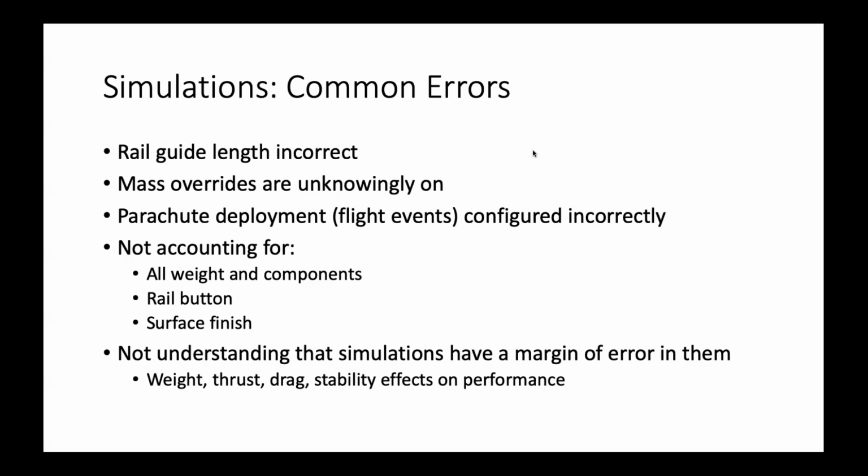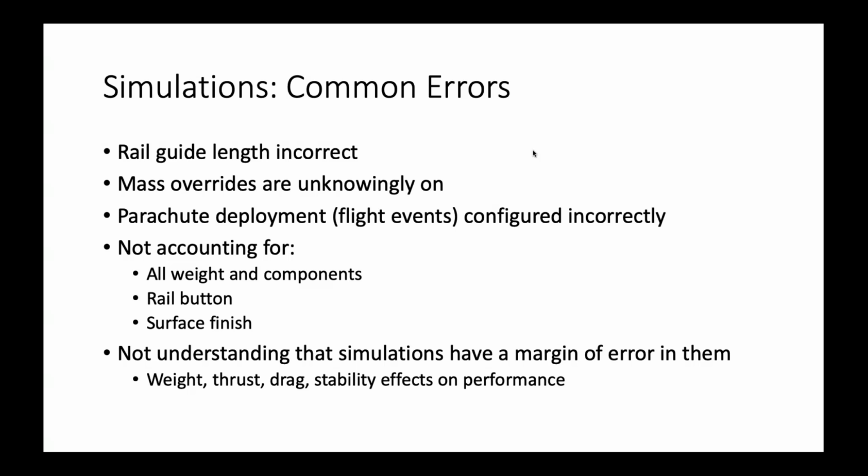and that'll affect your rail exit velocity, and that's something that we check in First Nations launch. It needs to be at least, I believe, 52 feet per second, if I remember right, and that's just to make sure it's going fast enough to be stable coming off the launch rod. But if you don't have the rail guide length correct in your simulation program, you won't know that's a problem, or it won't correctly reflect it.